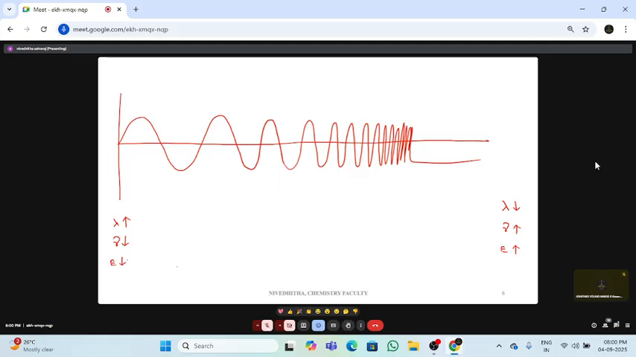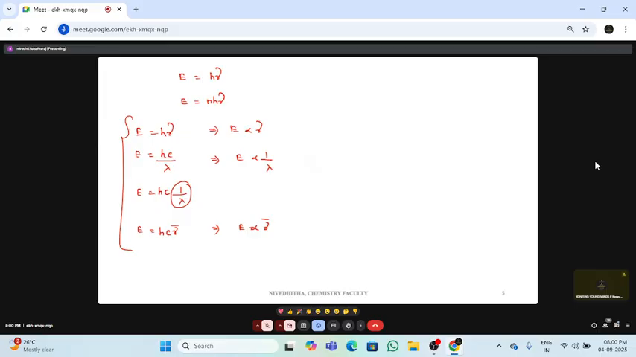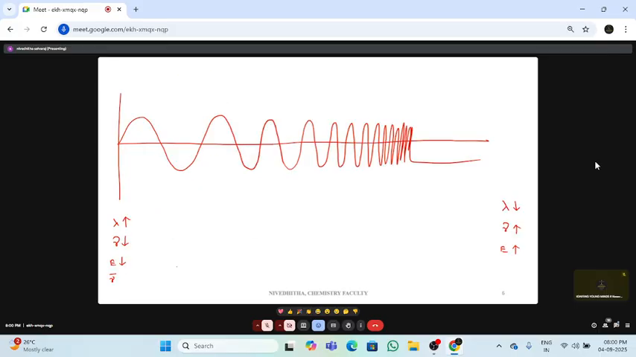How about wave number? Wave number decreases on the right side, ma'am. Kana, energy and wave number are directly proportional. Right side wave number increases, ma'am. Yes. So at the leftmost corner wave number is lowest and here wave number is highest. That's it. Okay, so this is the electromagnetic spectrum.